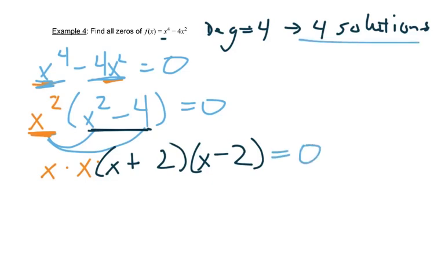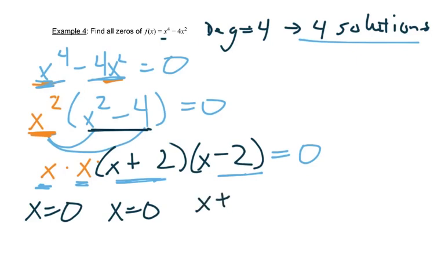It's degree 4, 4 pieces, 4 solutions. So here's a piece, here's a piece, here's a piece, here's a piece. So we set each of those equal to 0. We'd have x equals 0, x equals 0, x plus 2 equals 0, and x minus 2 equals 0.